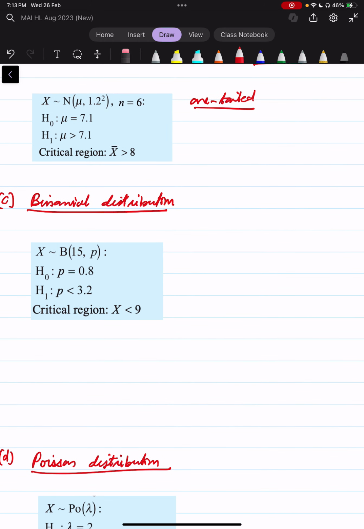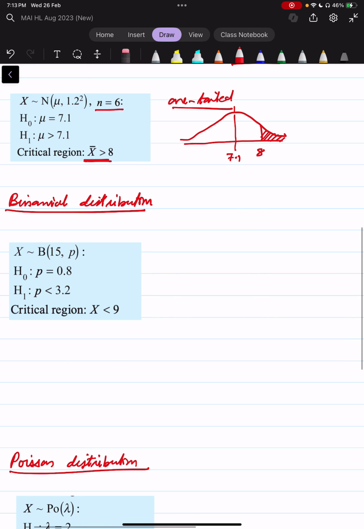Again, now let's do a one-tail test with this. So when you're doing a one-tail test, again we have a normal distribution. Your sample size is 6, your mean is 7.1, and your critical region is X bar greater than 8. So this is your 8, and this is 7.1. Since it's a normal distribution, it won't matter. So the probability of type 1 error is the probability that your sample mean is greater than 8, given that H naught is true.